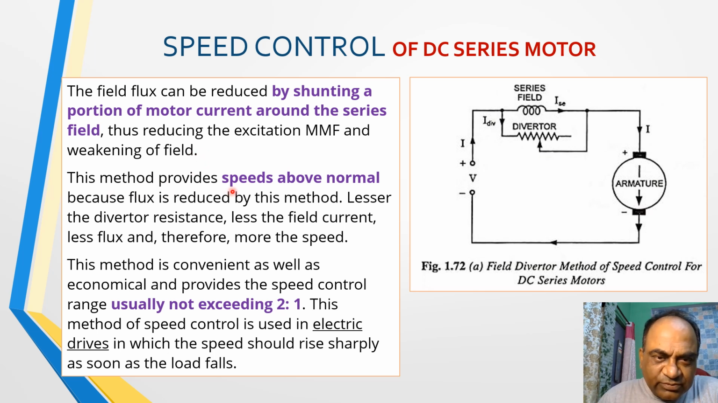This method provides speeds above normal speed because flux is reduced. The lesser the diverter resistance, the less the field current, the less the flux, and therefore the more the speed. This method is convenient as well as economical and provides a speed range usually not exceeding 2:1. It is used in electric drives in which speed should rise sharply as soon as the load falls.